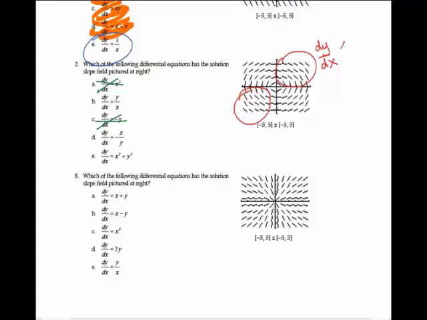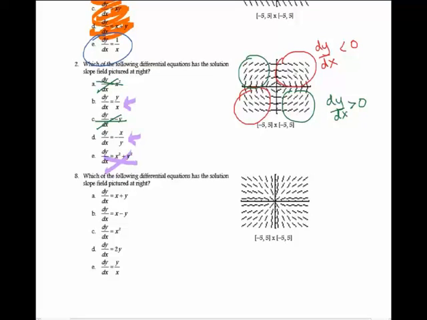dy/dx is always negative here. How about in quadrants 2 and 4? dy/dx is always positive. Now think about the x and the y values in those particular quadrants. Okay, could we have dy/dx being a negative value if we had x squared plus y squared? No, that would always give us a positive. So it's down to one of these two. Which one should it be?